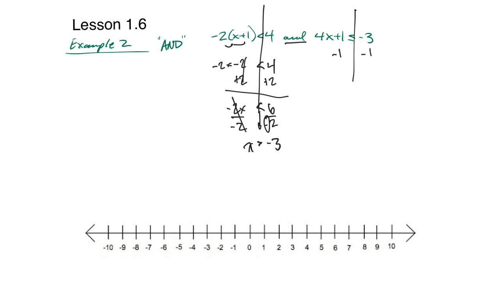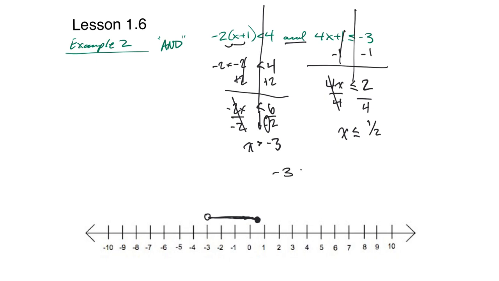And let's isolate the variable on the inequality on the right-hand side. So x is less than or equal to 1/2. So 1/2 is about right here, so I have a closed dot. And then at -3, I have an open dot. If x is greater than -3, I have an arrow going to the right. But over here at x is less than or equal to 1/2, I have an arrow going to the left. So this left arrow has to stop at the dot, and the arrow going right from the open dot has to stop at 1/2. We can also write this as -3 is less than x, which is less than or equal to 1/2.